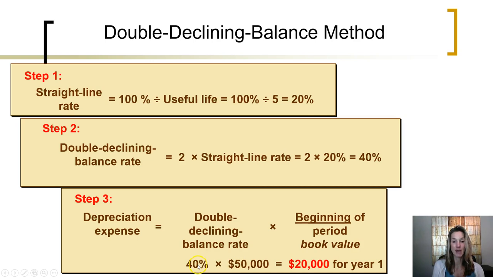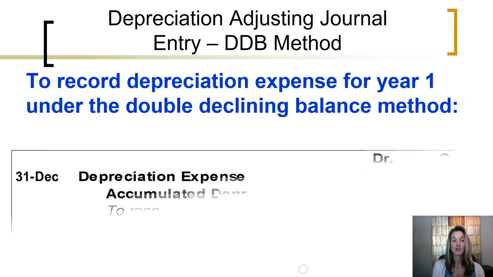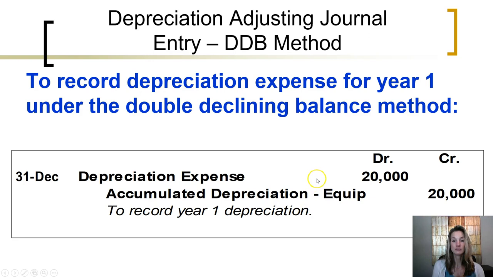So the double declining balance rate of 40% times the original or beginning of year book value of $50,000 means depreciation expense for year one will be $20,000. To record it for year one, debit depreciation expense for $20,000, credit accumulated depreciation for $20,000.